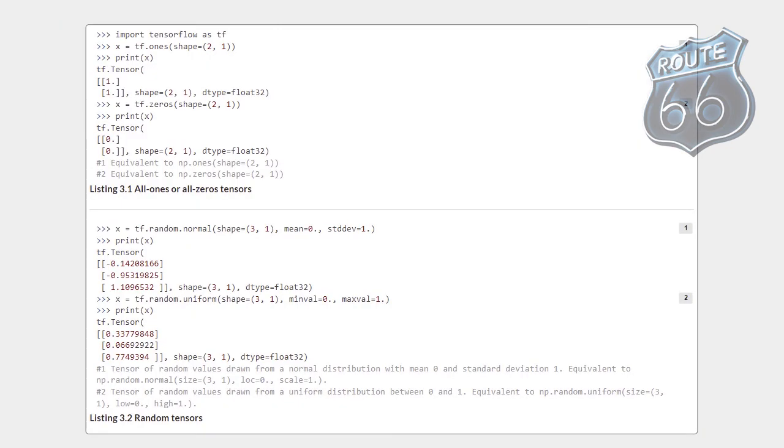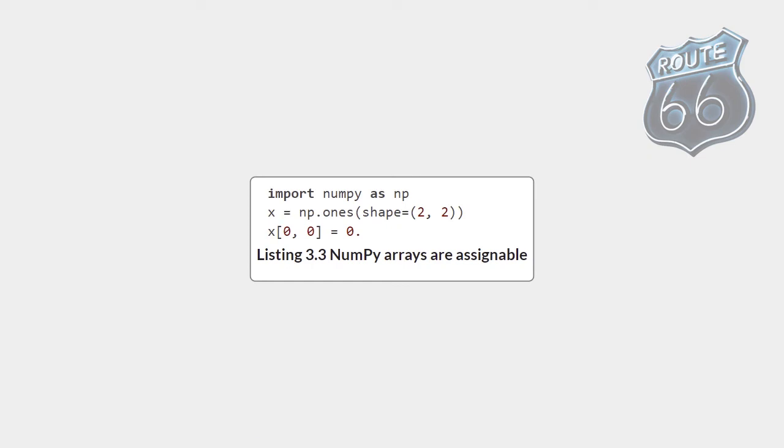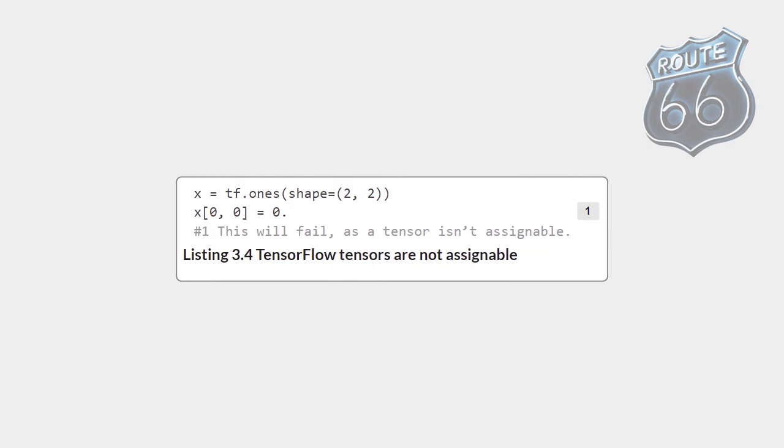Section 3.5.1. Constant tensors and variables. To do anything in TensorFlow, we're going to need some tensors. Tensors need to be created with some initial value. For instance, you could create all ones or all zero tensors, see listing 3.1, or tensors of values drawn from a random distribution, see listing 3.2. A significant difference between NumPy arrays and TensorFlow tensors is that TensorFlow tensors aren't assignable. They're constant. For instance, in NumPy, you can do the following. Try to do the same thing in TensorFlow and you'll get an error. Eager tensor object does not support item assignment.